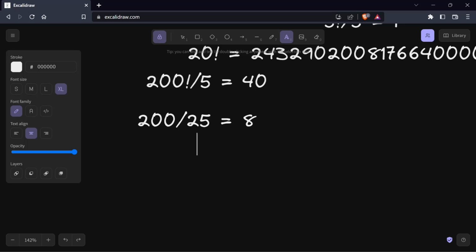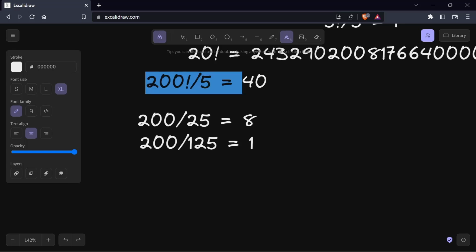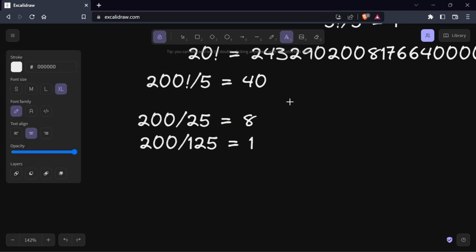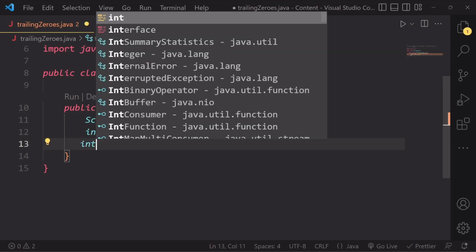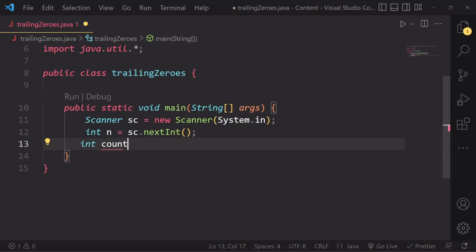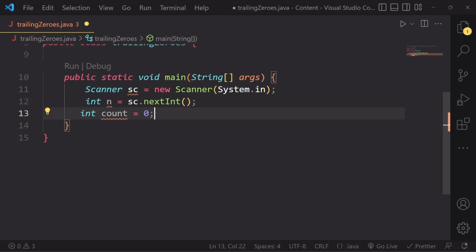Now there is also a number 125, and in that 125 we have three 5s. What we'll be doing is 200 divided by 125, which is equal to 1. Okay, then how many are there? 48 and 1, which is 49. This is the number we get. Okay, first int count is equal to 0. Let's say initially we have 0 zeros.